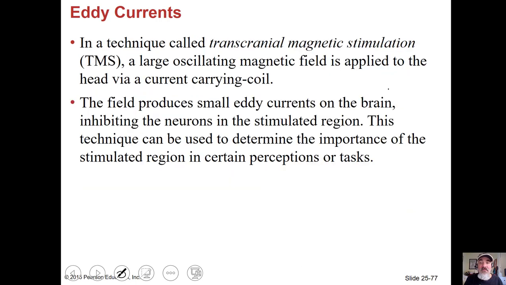All right, good. So in a technique called TMS, transcranial magnetic stimulation, a large oscillating magnetic field is applied to the head via a current-carrying coil. The field produces small eddy currents in the brain, inhibiting the neurons in the stimulated area. This technique can be used to determine the importance of stimulated regions in certain perceptions or tasks. Okay, so it's kind of a way of reading what's going on with the brain, actually. So you're stimulating different parts of the brain with eddy currents.